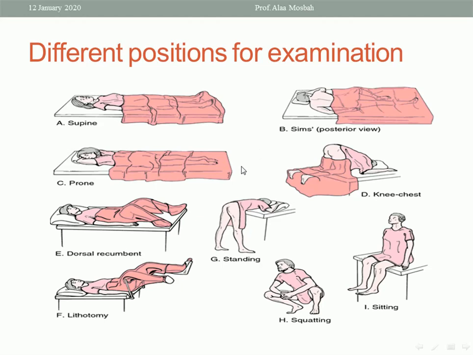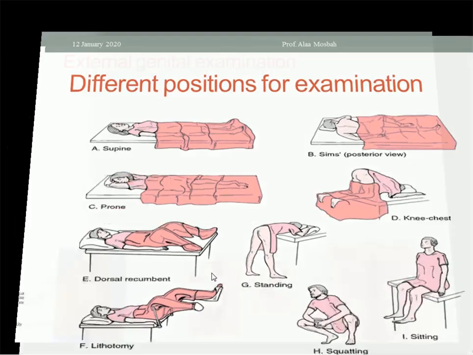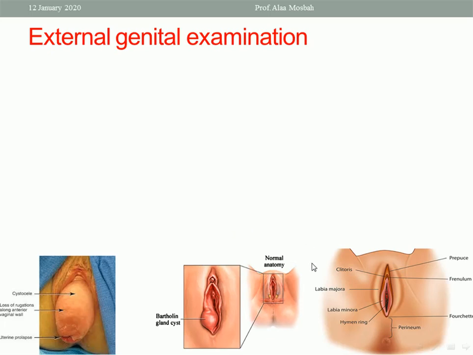Okay, so we choose the best position to do the examination needed. Usually we use the dorsal position, and sometimes the lithotomy position. For any other purposes, we can use other positions as seen in the picture. Okay, let us start with the first local examination, which is external genital examination.